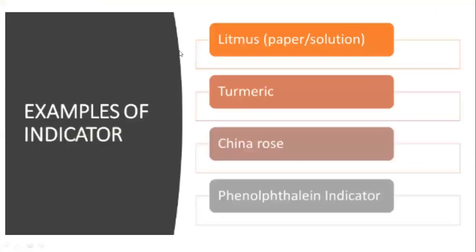Coming to the next, examples of indicators. Now there are four types of indicator: litmus, turmeric, China rose and phenolphthalein. First of all, litmus, turmeric and China rose are natural indicators. They are found in nature. Litmus is found in lichens, a type of plant, while phenolphthalein is chemically obtained.